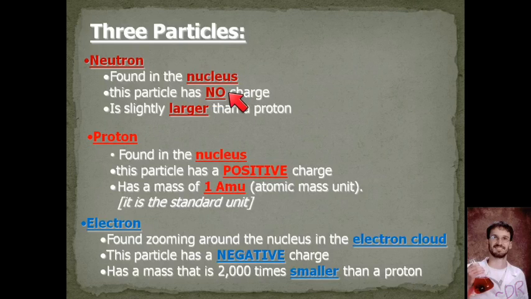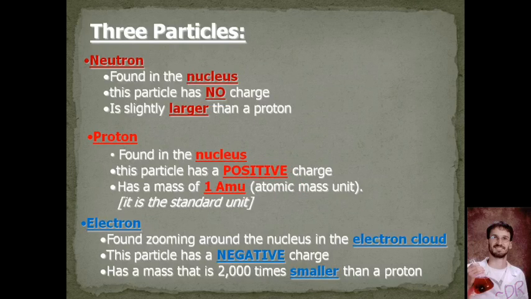It has no charge. That's why it's called a neutron, because it's neutral. And it's slightly bigger than a proton. So it is the biggest of the three particles. Also found in the nucleus is the proton. And a proton has a positive charge.